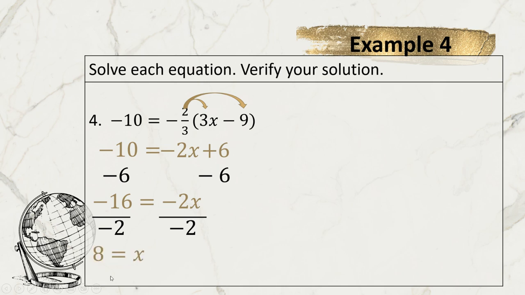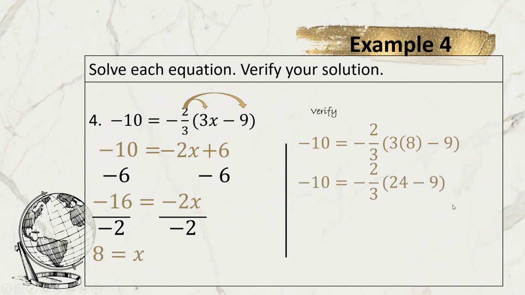So x equals 8, or 8 equals x, right? Doesn't matter what order we have it because equal sign means that it's true, okay? Goes both ways. Now we're going to verify. Again, I'm going to plug my 8 in for x anywhere I see it. I have -10 is equal to -2/3 times 3 times 8 minus 9, okay? 8 times 3 is going to give me 24, okay? So I'm getting 24 from doing this here. -10 equals -2/3 times 24 minus 9. 24 minus 9 is, hopefully we all said 15.